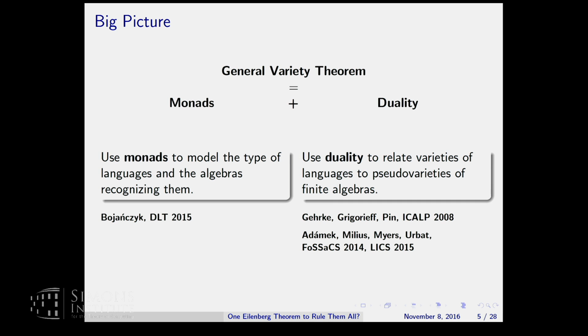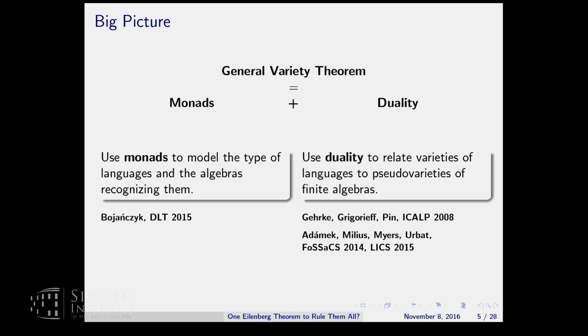The other is duality, which kind of plays in the background if you want to relate varieties of languages and pseudo-varieties of monoids. And this is, I think, very clear for the first time in Gehrke, Grigorieff, and Pin's paper from ICALP 2008. We've been inspired by that and have worked on general Eilenberg theorems and Reiterman theorems since then, so this occurs also in our work. But duality in language theory goes back further, at least to Pippenger's paper in '97.